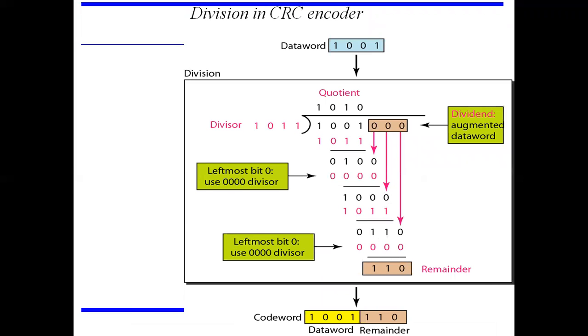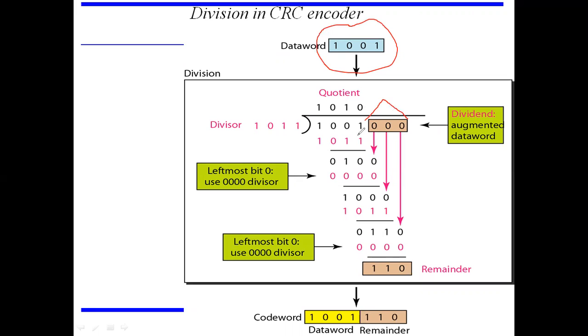So this is one example where we are showing the CRC sender side process. Here 1001 is the data we want to send to the receiver, which we call the data word. And before the start of this procedure, this data word is appended with additional zeros. This we call the augmented data word.